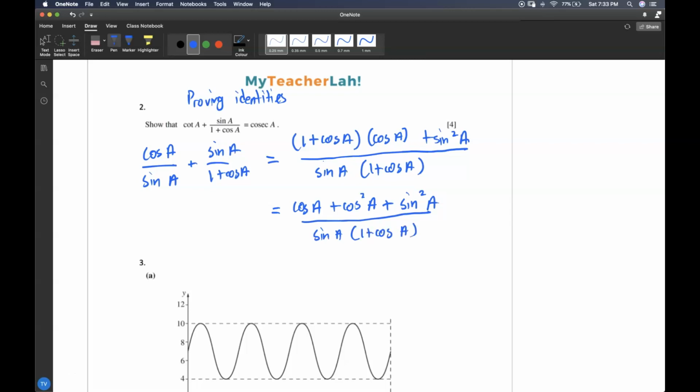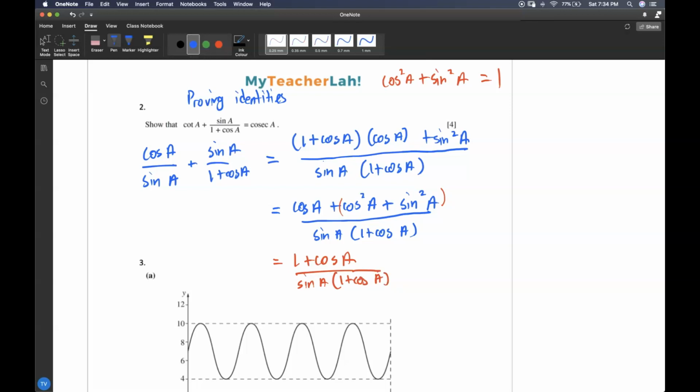Okay. And what's the next step? If you notice, at the very top, you actually have an identity. This identity says, you should remember all of this. So if you have something like this, this must be equivalent to 1. So I'm just going to substitute the entire thing here to become 1. So in the end, I'm going to get 1 plus cos A at the top, sine A, 1 plus cos A at the bottom.